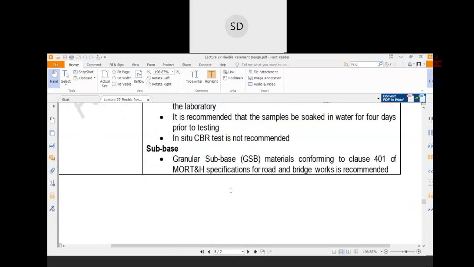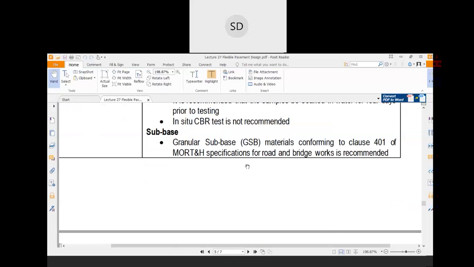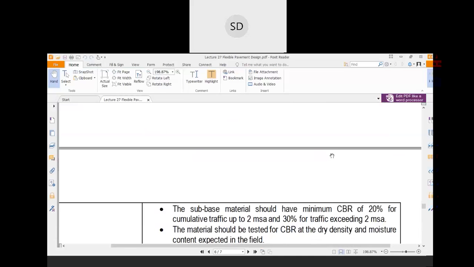After that, the next course is the sub-base course. The sub-base course is also called the granular sub-base or GSB layer, and the material conforms to clause 401 of MoRTH. MoRTH means Ministry of Road Transport and Highways of India. Their specifications for road and bridge work are recommended.